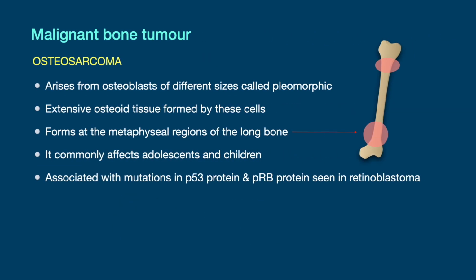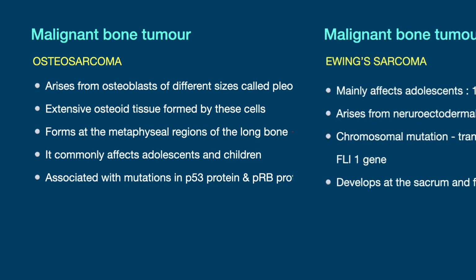Among malignant tumors, the most common one is osteosarcoma. Osteosarcomas arise from osteoblasts of different sizes called pleomorphic cells. An extensive osteoid tissue is formed by these cells. This type of tumor often forms at the metaphyseal regions of the long bones, commonly affecting adolescents. Mutations that are seen are p53 protein and pRB protein, seen in retinoblastoma.